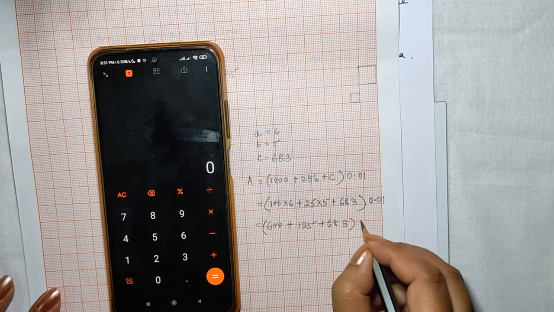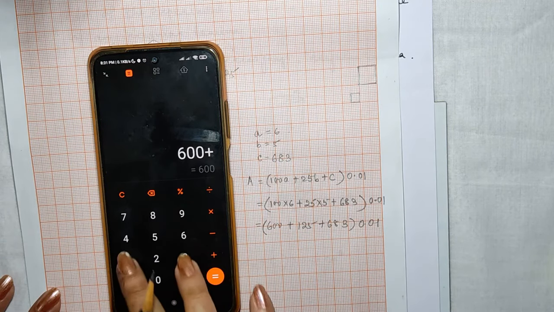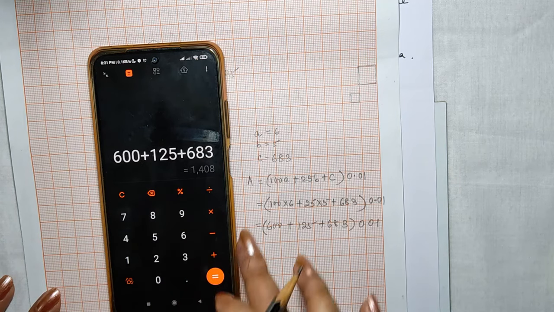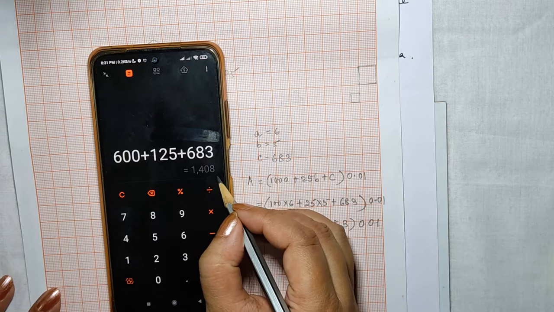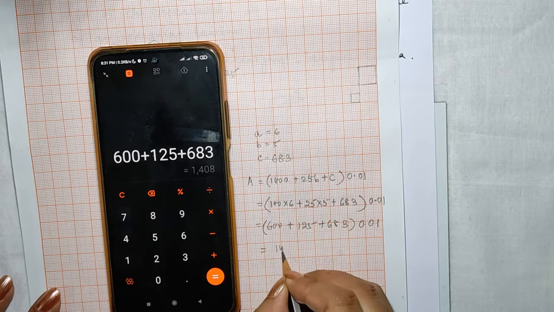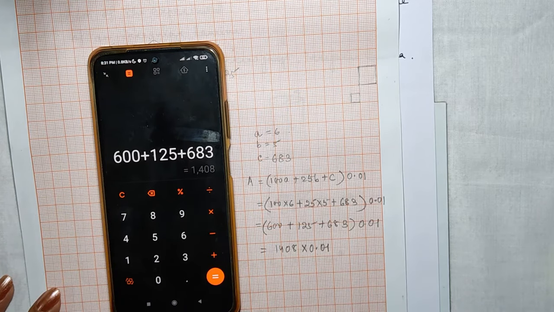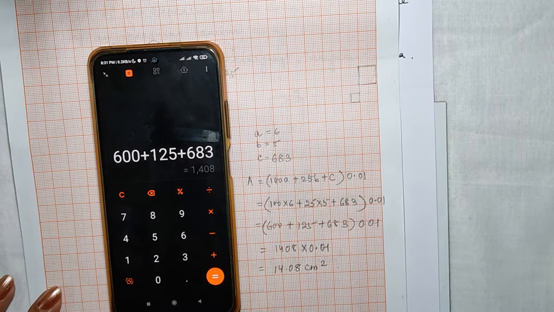So this is 600, 25 into 5 is 125, plus 683. Now 600 plus 125 plus 683 becomes 1408. So 1408 multiplied into 0.01 becomes 14.08 centimeters square. So this is how we are going to calculate.